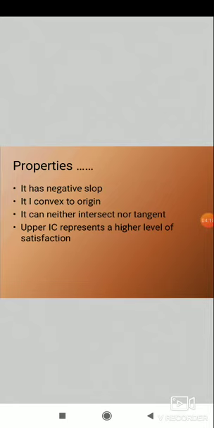The last property of the indifference curve is that an upper indifference curve represents a higher level of satisfaction. An indifference curve placed above and to the right of another represents a higher level of satisfaction than the lower one. The reason is that an upper indifference curve contains along its length a larger quantity of one or both of the goods than the lower indifference curve, and a larger quantity of a commodity is supposed to yield greater satisfaction than a smaller quantity.